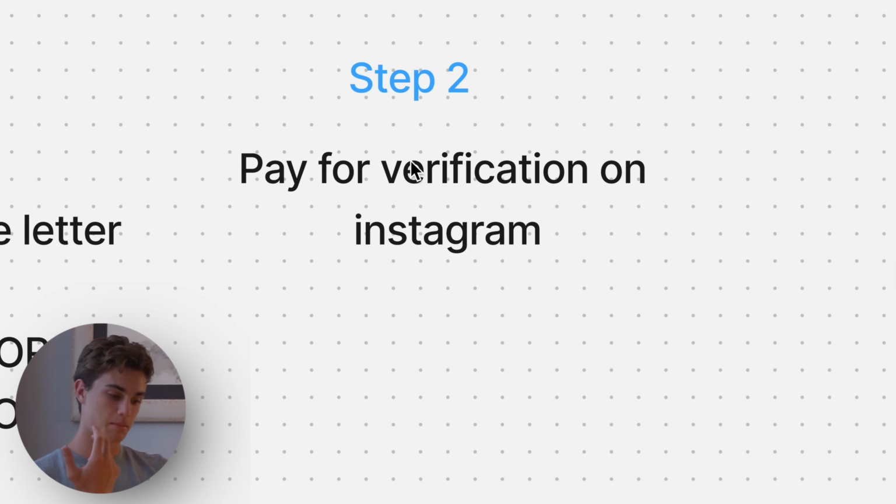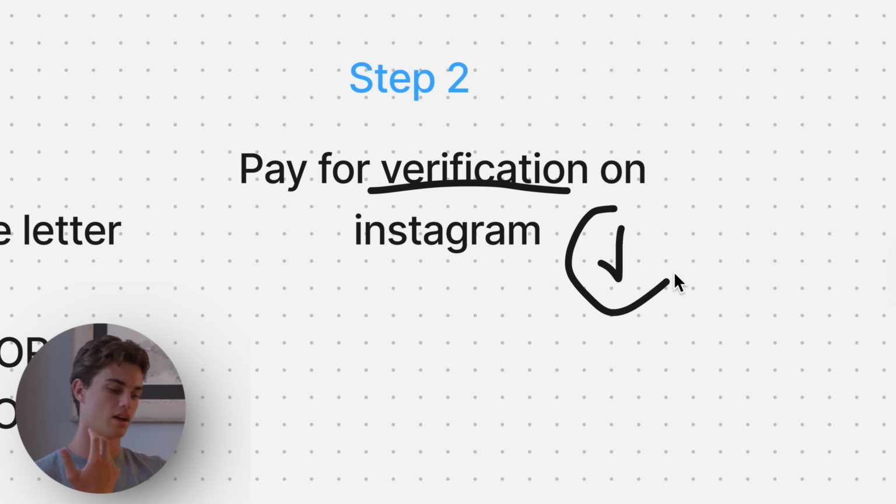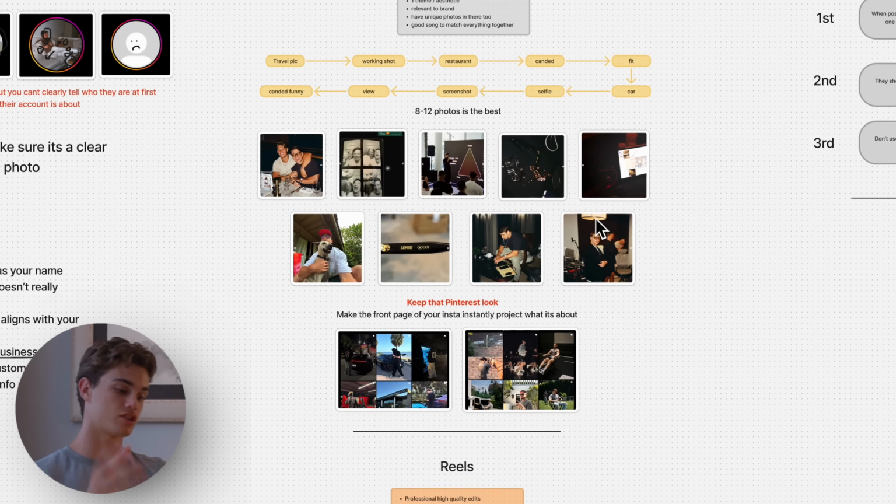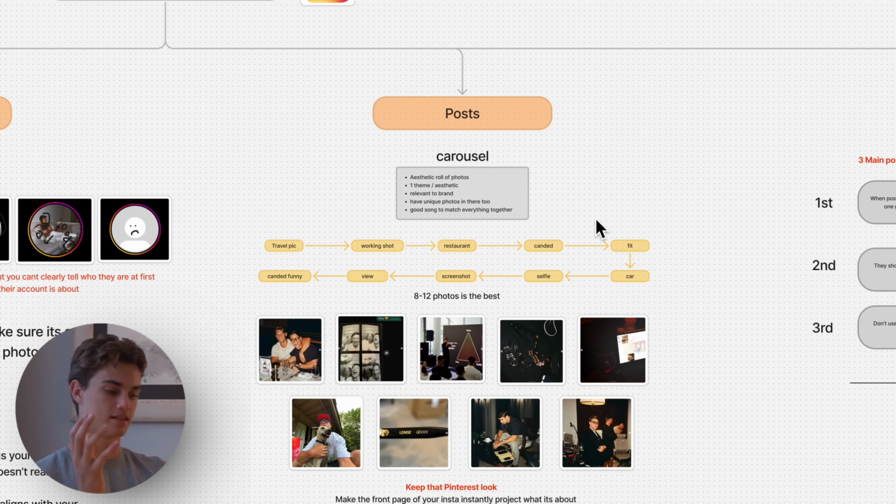And please don't skip this. It's not that bad. Pay for verification on Instagram, get the blue tick, and your life will be so much better because it looks more aesthetic. You're also more professional, and people will respect you instantly way more.